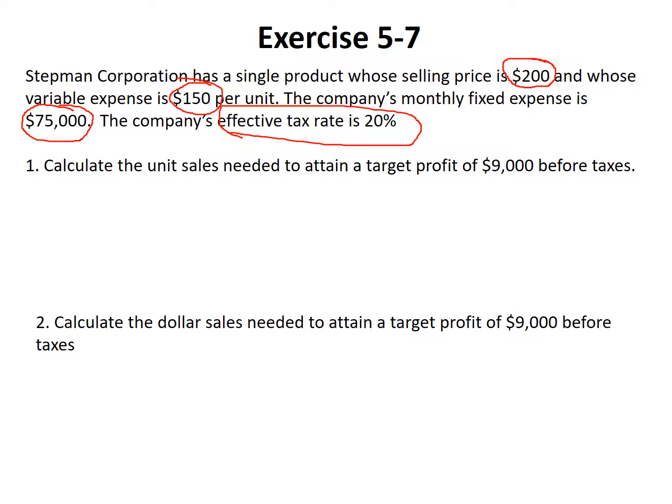Let's take a look at number 1, where the requirement is to calculate, in this case, unit sales. In other words, the sales in units needed to attain a target profit of $9,000 before taxes. So we don't have to worry about taxes in this case. We only want to earn a target profit of $9,000 before taxes. Now in this case, we're going to utilize a variation of the break-even formula in unit sales, and you'll see how that works in just a minute.